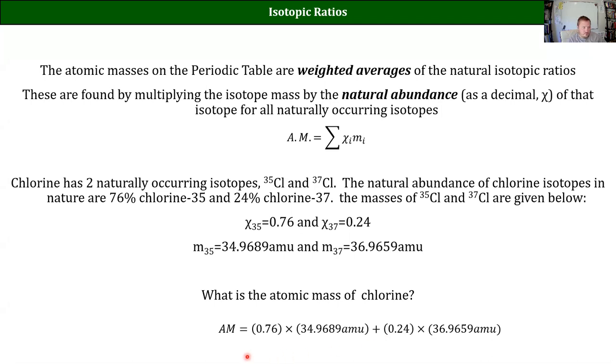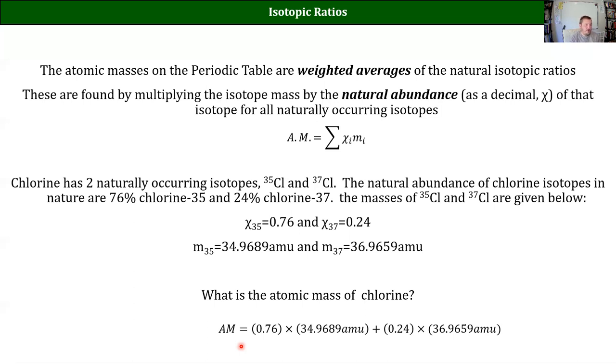When we do that and add them up, we should get the number on the periodic table for the atomic mass of chlorine. Thirty-six point nine six five nine, and we get 35.45.